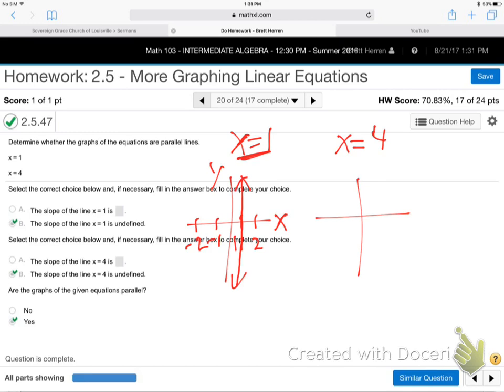Isn't that what that one is? I put a line right through the x-axis at positive 1. And then for the other one, they want me to put a line right through the x-axis at positive 4.